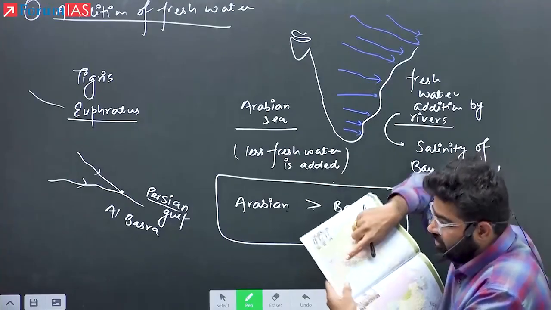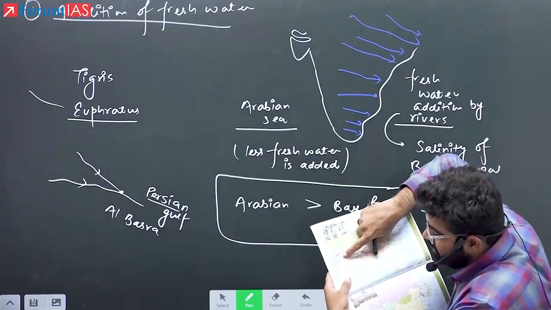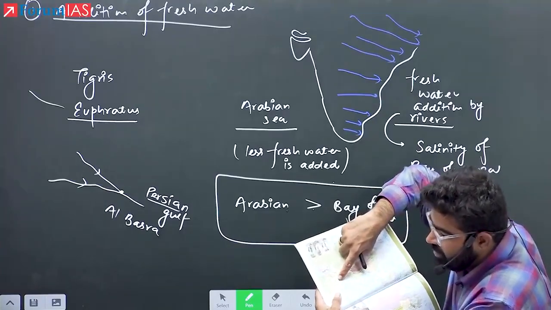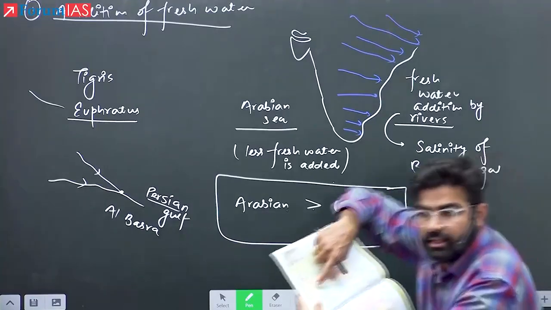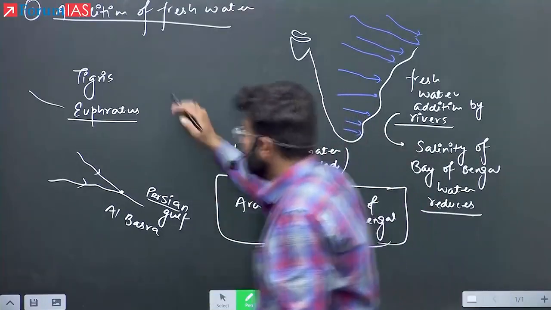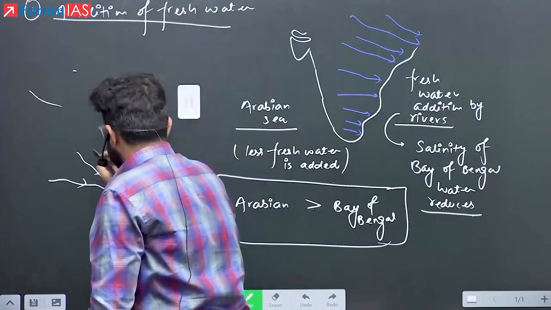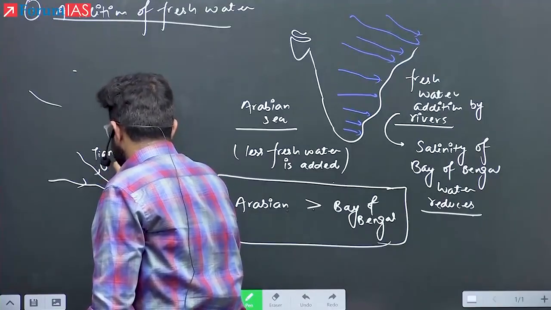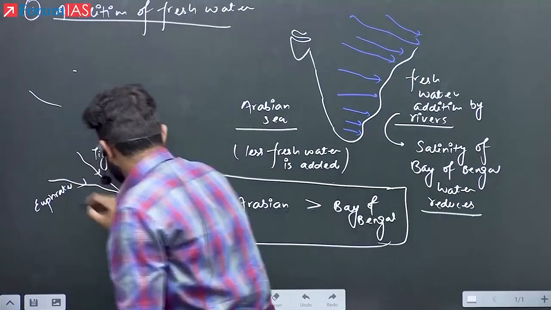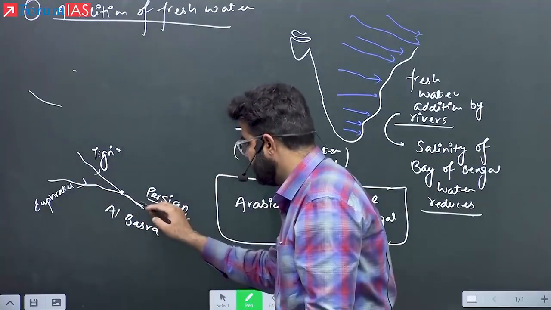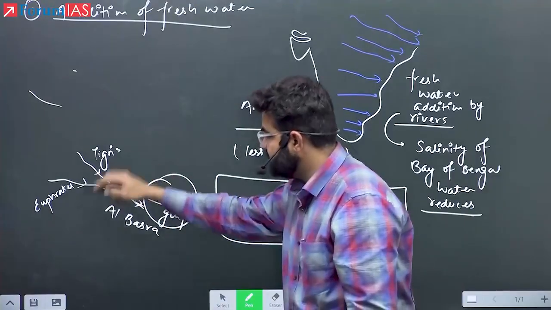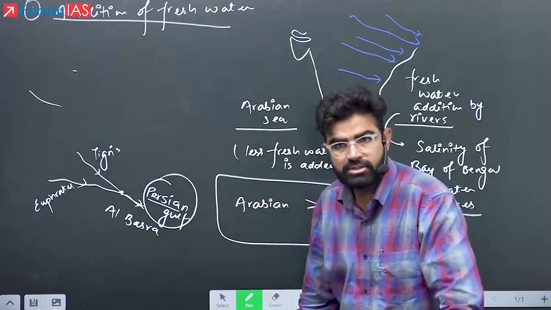Arre yaar, here they are, both of them. Look, Tigris and Euphrates, right? They two are here and they are draining into the Persian Gulf. This is Gulf written, it is the Persian Gulf actually. This is Tigris and here it is Euphrates. They both meet at Al-Bashra and then they are draining into the Persian Gulf.